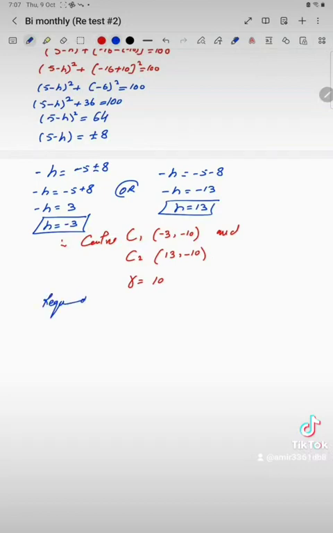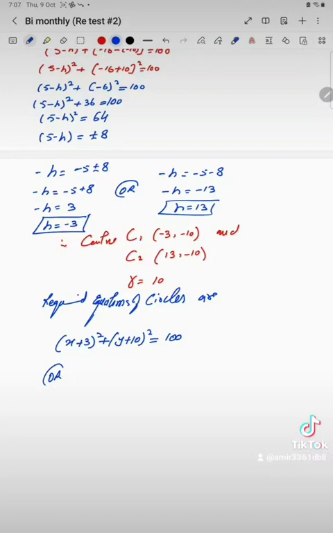Therefore, the required equations of the circles are (x + 3) whole square plus (y + 10) whole square is equal to 100, with center 1, and this is circle 1. For circle 2, it will be (x minus 13) whole square plus (y + 10) whole square equal to 100. I hope it is clear.